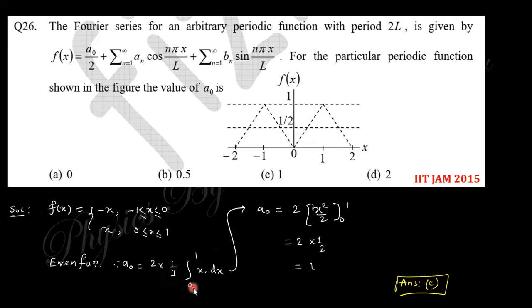From here you can find out 2 into 1 by half, 1 by 1, that is 1 by pi, 0 to... since this is an even function, we can take the limit 0 to 1, and they are multiplied by the integration formula, 1 by this limit which is 1, and put this x dx, so the integration gives you value 1, answer C.